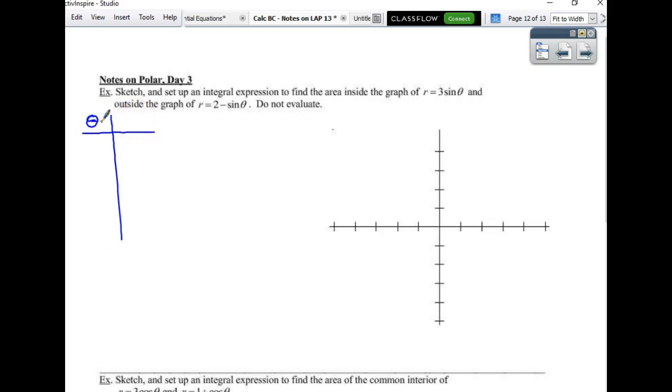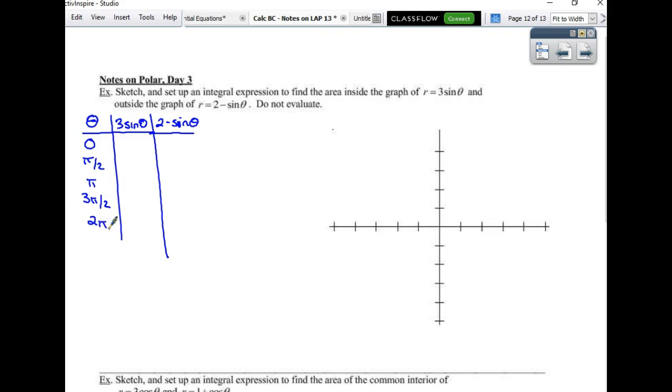We can either create the tables for these. In fact, why don't we create the tables for both of these? Let's just have some fun. So this is going to be 3 sine theta, and this is going to be 2 minus the sine of theta. Let's just create them. Again, we're going to use our thetas as 0, pi halves, pi, 3 pi halves, and 2 pi.